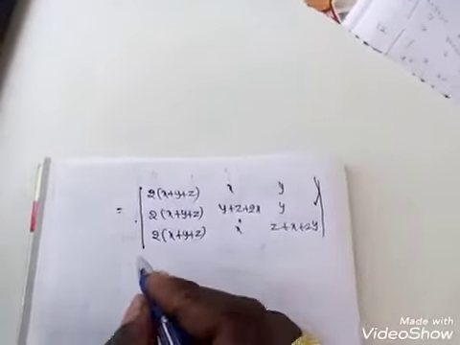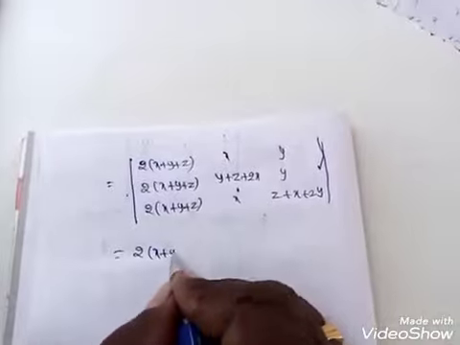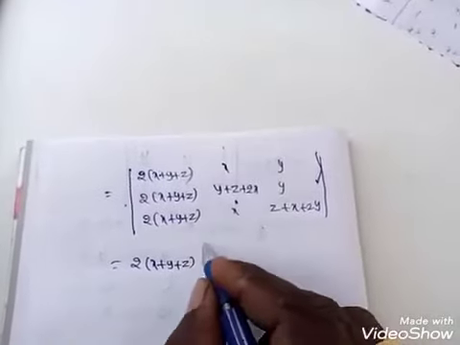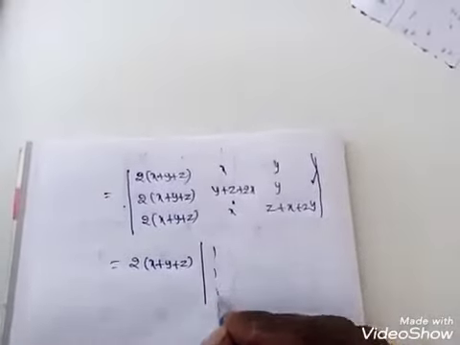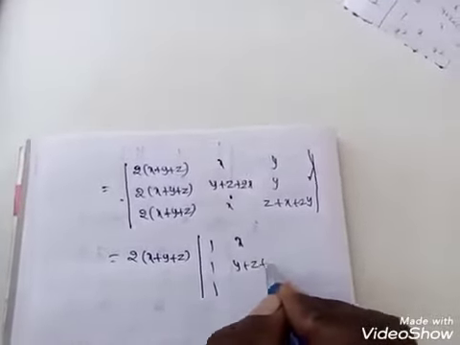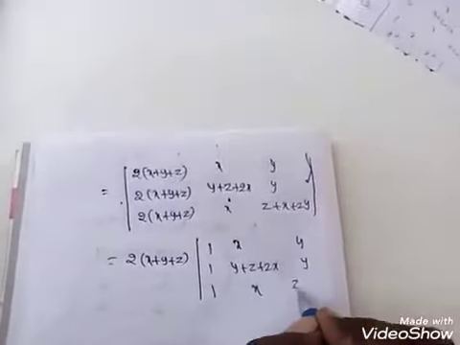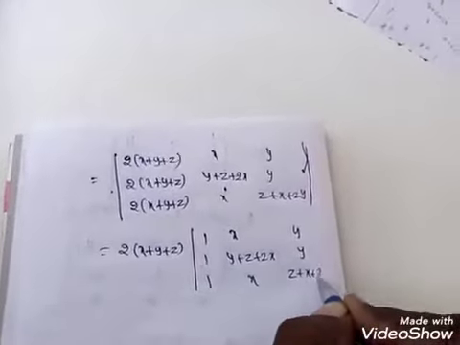That means now here what you can take common? You can take common 2 into (x plus y plus z). If I have taken common, I am going to get 1, x, y plus z, plus 2x, x, y, y, z plus x plus 2y.